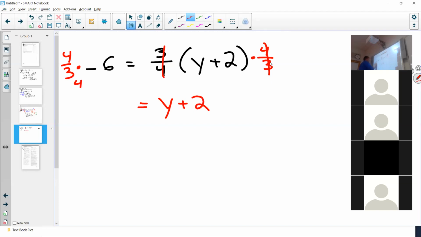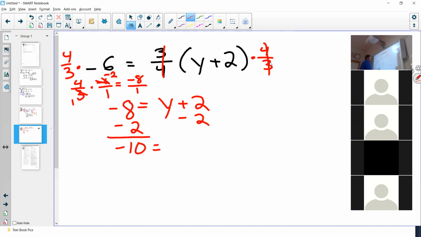Here on the left, though, we got 4/3 times -6/1. If you're savvy, you can notice, hey, 3 and 6 have common factors. So I'm going to reduce this by 1, and I'm going to reduce this by 2, so that's a -2. 4 times -2 is -8/1. -8/1 is just a whole number, -8. Michael, I think you might have forgotten to subtract the 2 on both sides. Don't forget that. That's going to give me a bigger negative. -8 minus 2 is going to give me a bigger negative, -10.